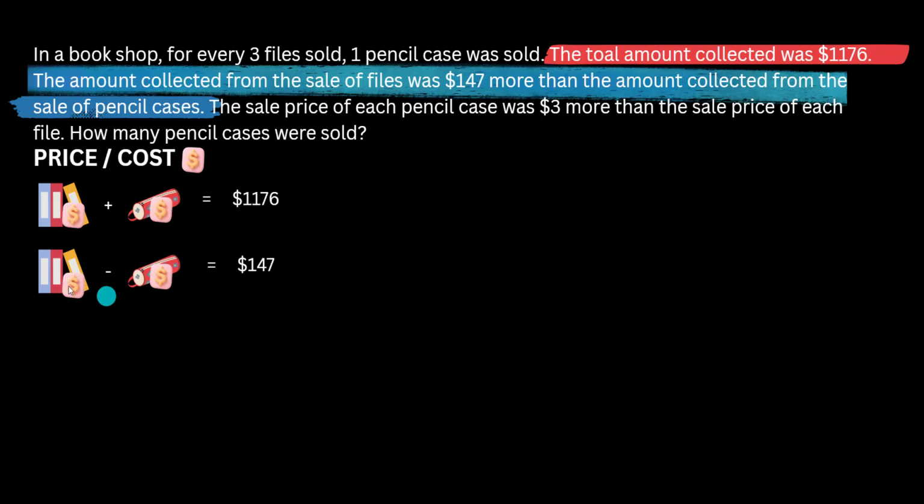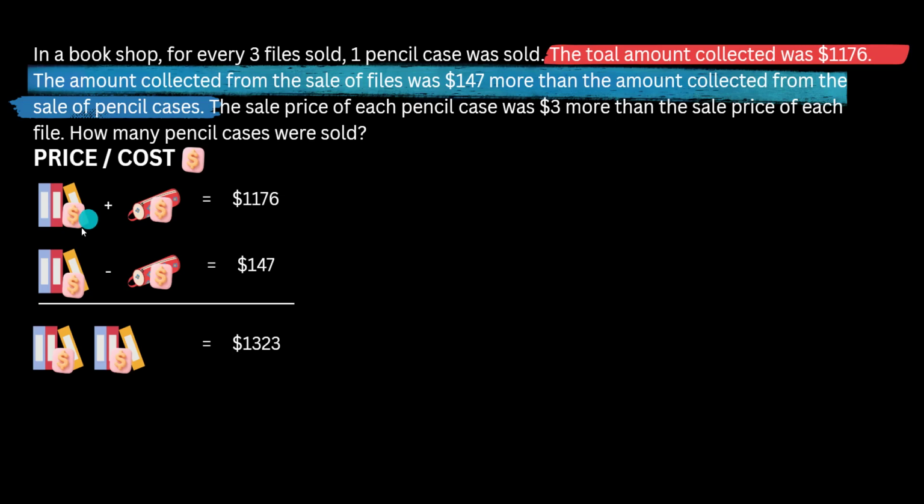So we represent that with this diagram here. This is the money collected from the sale of files. And when we subtract the money collected from the sale of pencil cases from the money collected from the sale of files, that is giving us $147. Now, if we add these, meaning add the left hand side and the right hand side, so that will give us, in this case, the amount of money collected from the pencil cases.